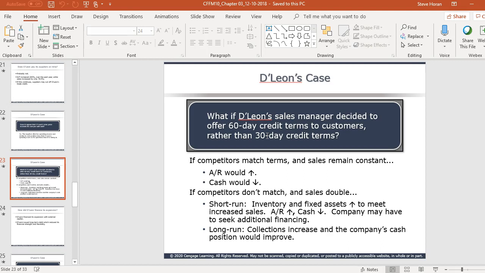But let's just say that our competition says that's too crazy. We're not going to do that. We can't go to 60 days. Let them do it and figure it out. So let's just say our sales double. In the short run, inventory and fixed assets will go up to meet the sales. Accounts receivable will go up and cash will go down. And we might have to find some bridge financing or something to get us through that time period until we hit that 60-day mark and the cash starts to come in. But in the long run, collections will increase and our cash position would improve. So it might be a short-term pain, but hopefully a long-term gain if that works out.